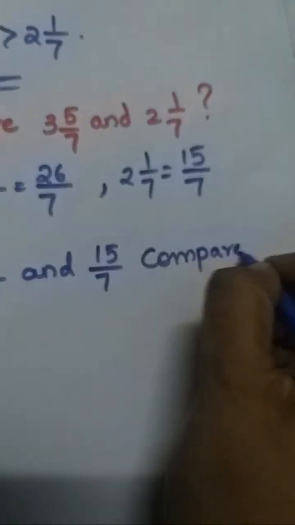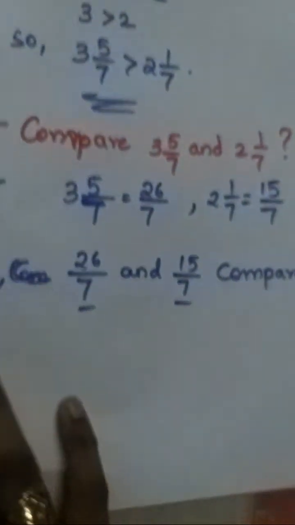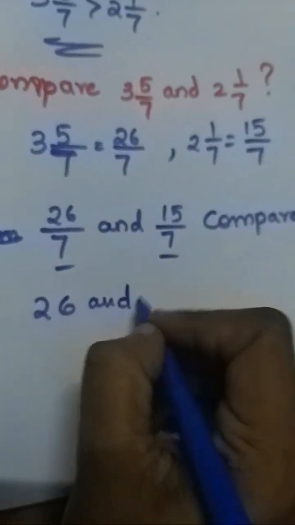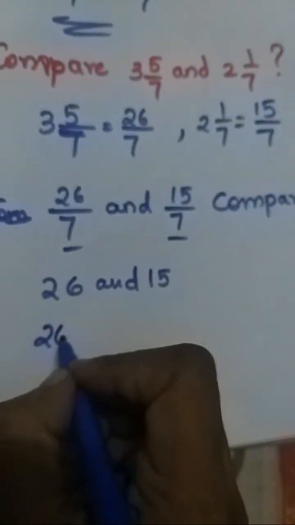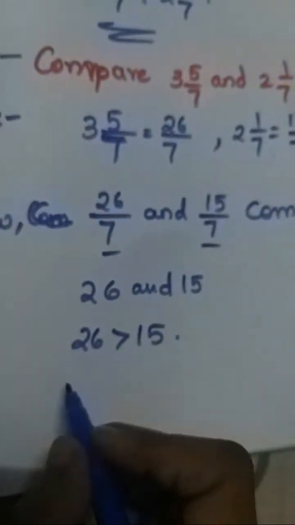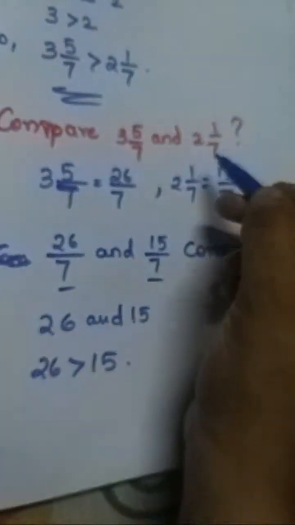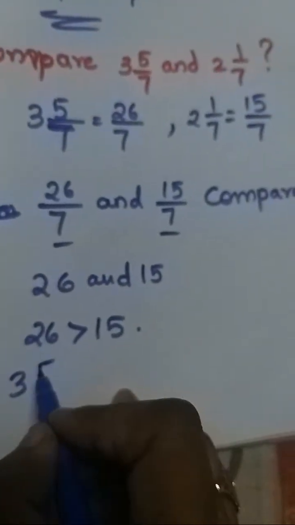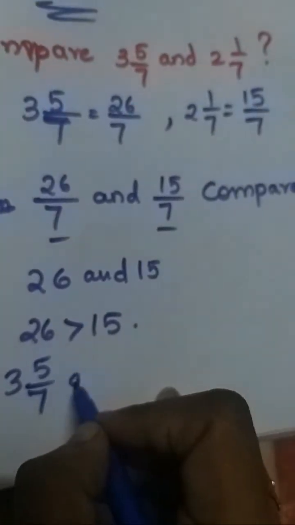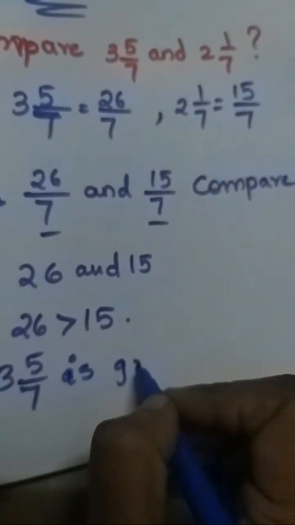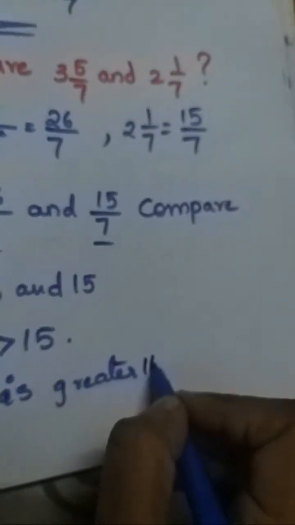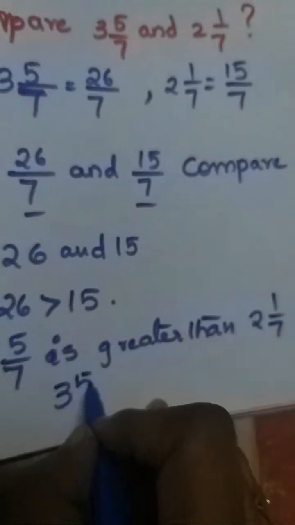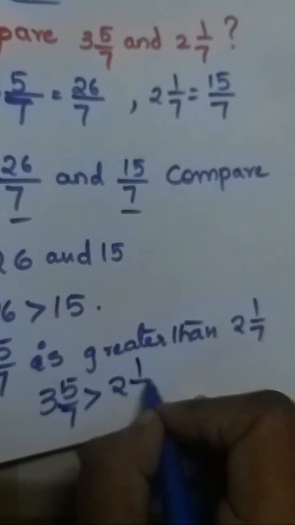Okay, now the denominators are the same. In this we have to compare 26 and 15. 26 is greater than 15, so this total value is greater than this one. So the given 3 5/7 is greater than 2 1/7. 3 5/7 is greater than 2 1/7.